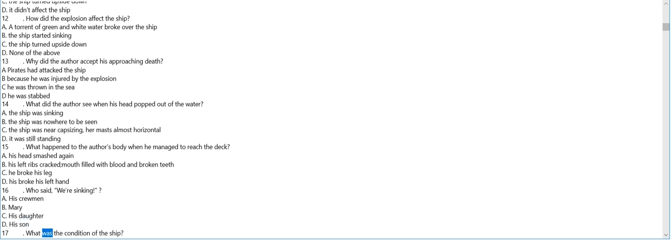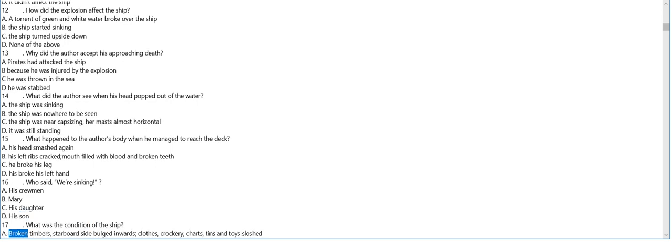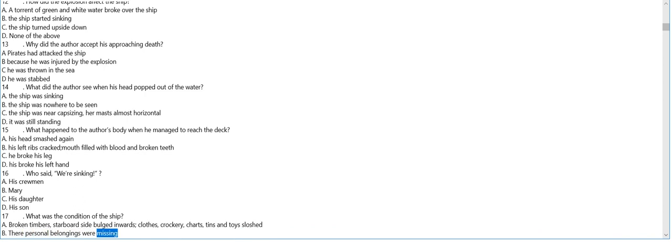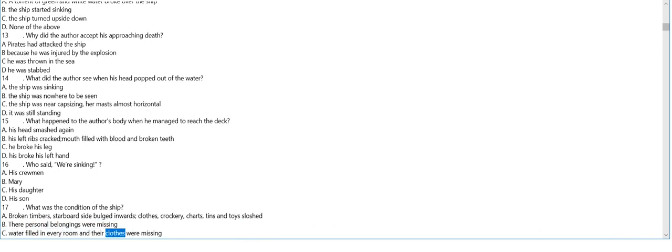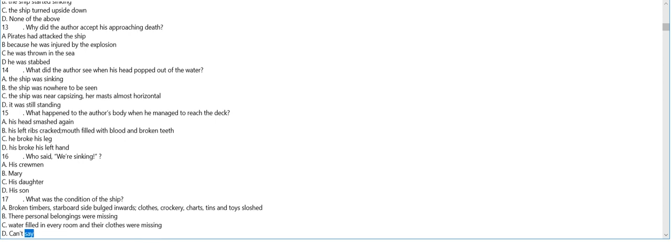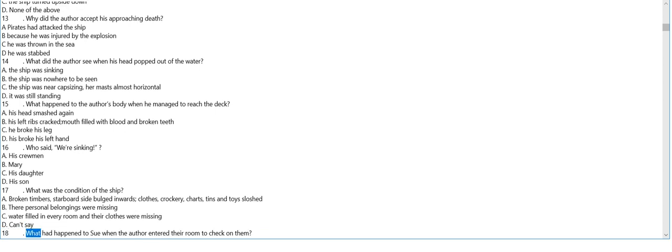17. What was the condition of the ship? A. Broken timbers, starboard side bulged inwards, clothes, crockery, shards, tins and toys sloshed. B. Their personal belongings were missing. C. Water filled in every room and their clothes were missing. D. Can't say.